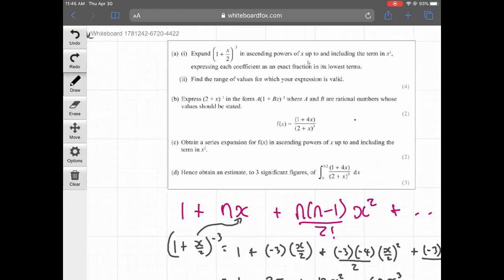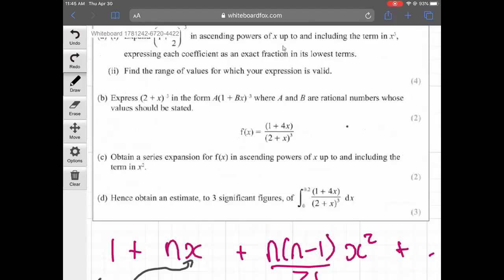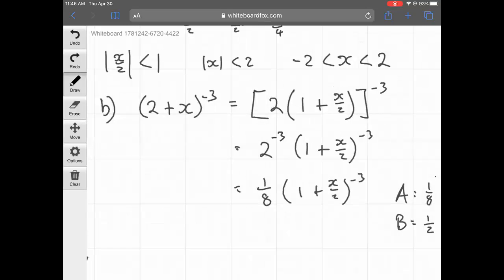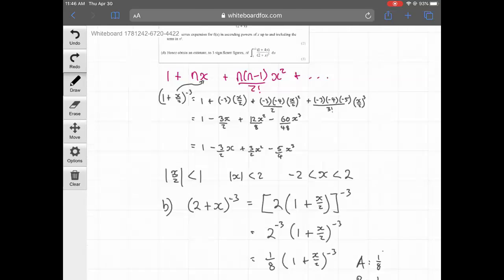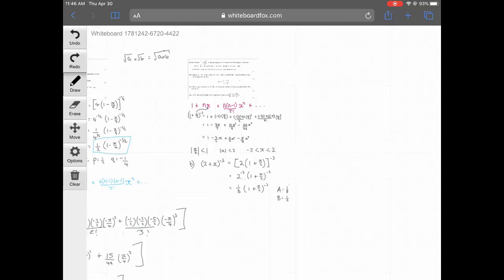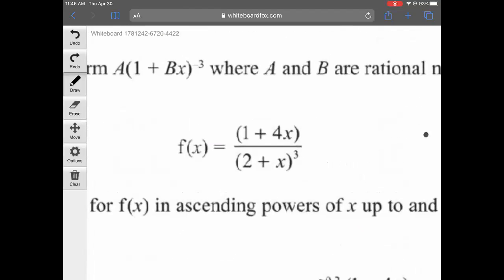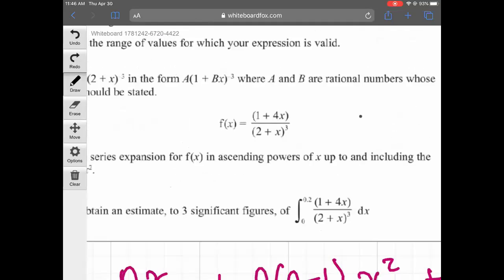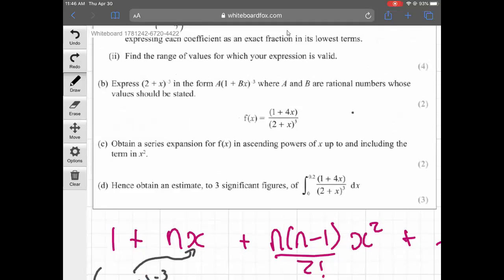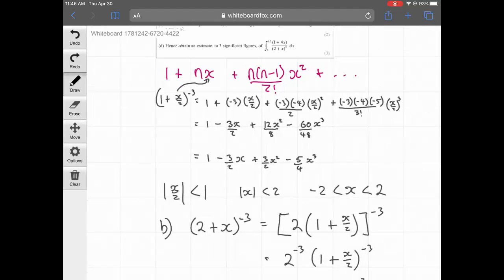Now we've got a function, and what you should notice is that if we look at this part here, this 2 plus x to the minus 3, that's 1/8 times what we found in part 1. So if we multiply that by 1/8, then we've got the denominator of this function. So then we have to multiply that by the numerator and distribute the 1 and the 4x over those terms. We need to do it all the way up to x squared terms. So we need to obtain a series expansion for this function up to the x squared terms.